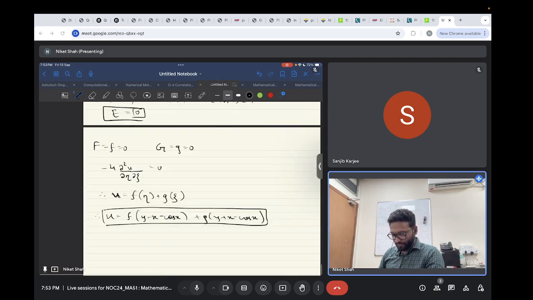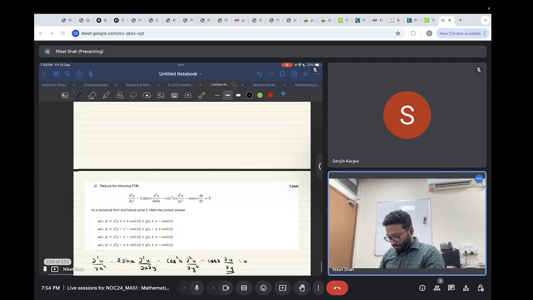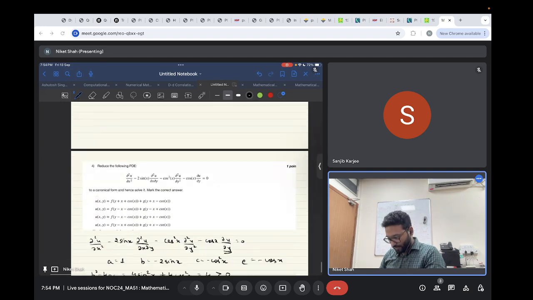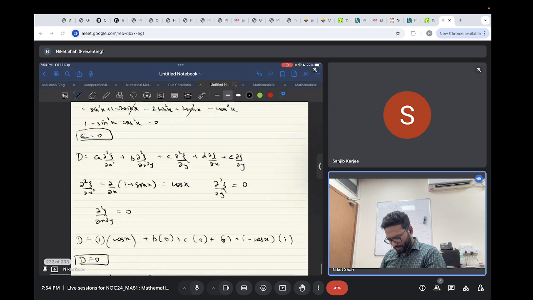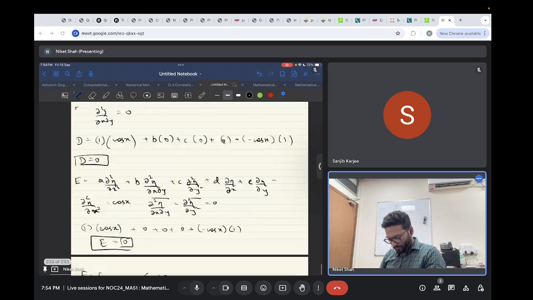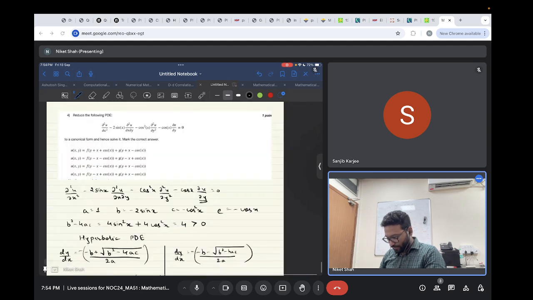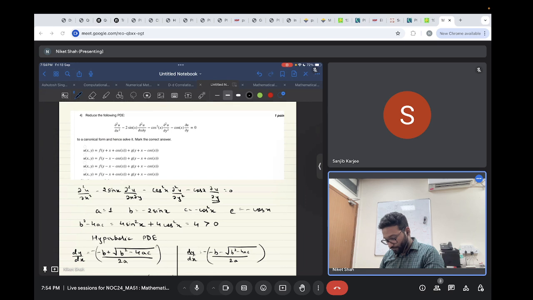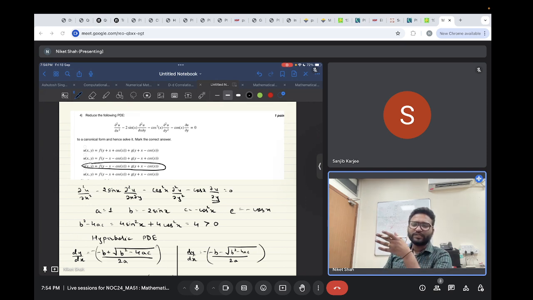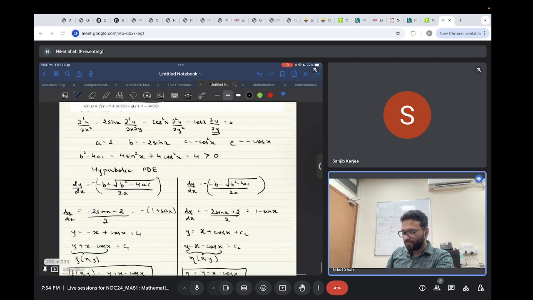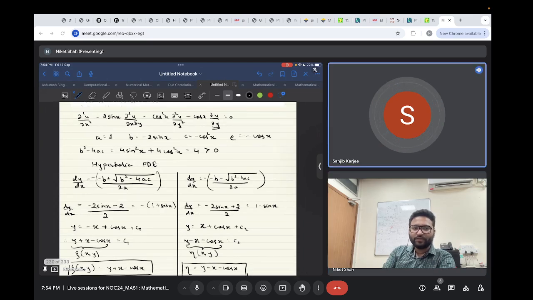Y minus x minus cos x, y plus x minus cos x. Right? Yes, this one. So this comes out to be the correct answer. I hope this problem was clear. It is a very straightforward method. All you have to do is always start by first checking what the discriminant is.